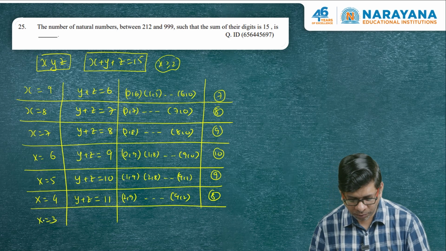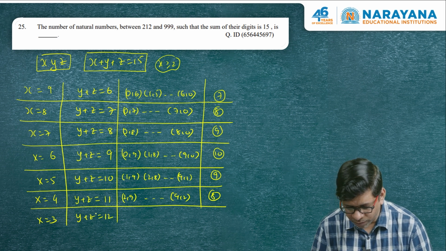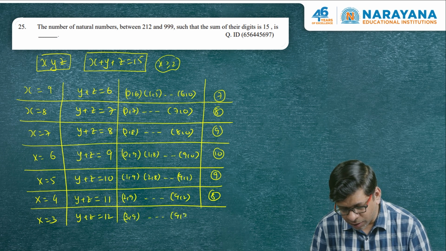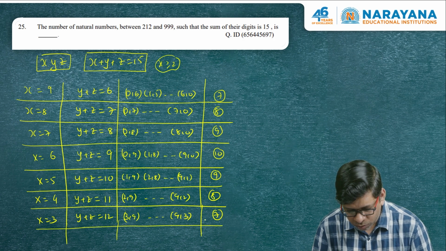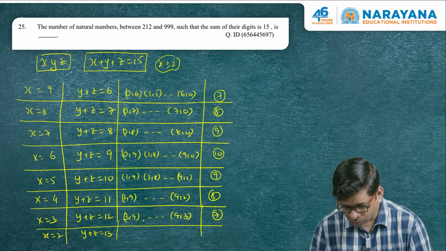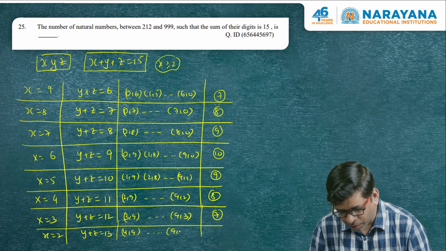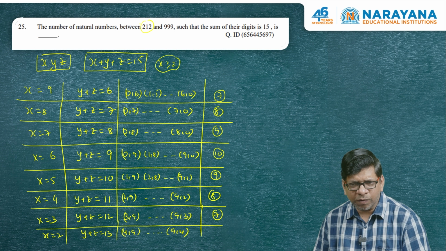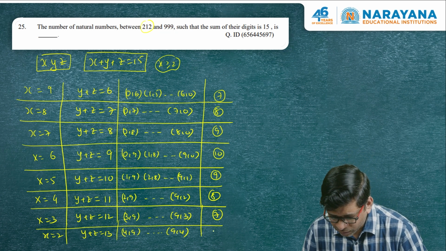When x is 3, then y plus z has to be 12. Then it should start with 3, 9 up till 9, 3. So there are 7 such numbers. And lastly, x can be 2. So y plus z is 13. So 4, 9 up till 9, 4. And it is not violating 212 also, because when x is 2, y should be at least 4. So definitely it is more than 212. So we have 6 numbers.